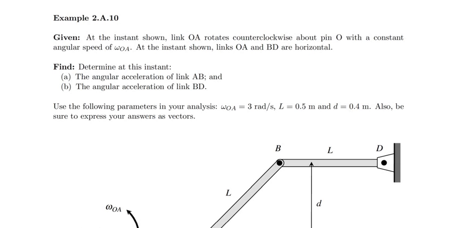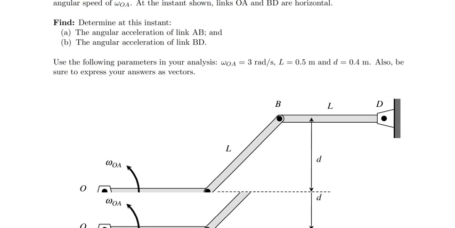Okay, so in this example we have a little 4-bar mechanism, and we're told that at the instant shown, link OA rotates counterclockwise about pin O with a constant angular speed omega OA, and that links OA and BD are horizontal. Based on this information, we're asked to determine the angular acceleration of both links AB and BD.